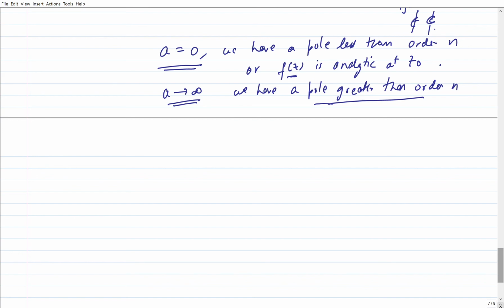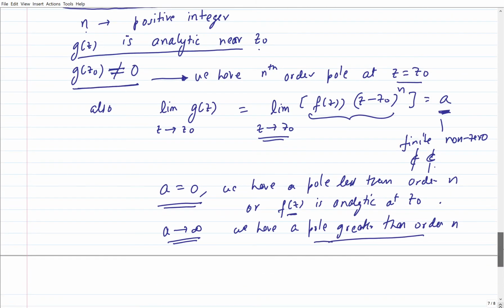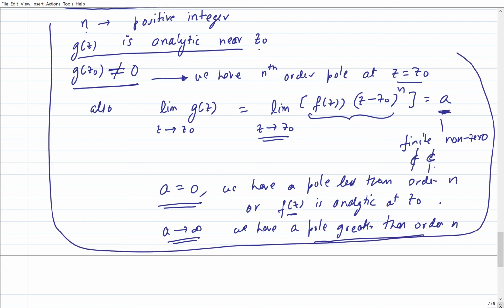So let me see examples. I think one of the homeworks would be that you guys can actually think about these conditions. Do they make sense to you? Think about these conditions.